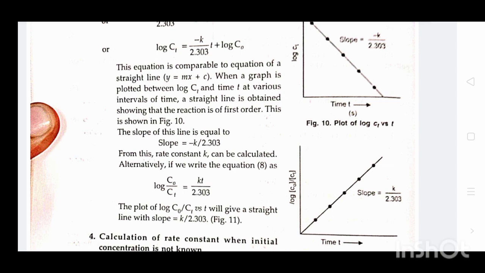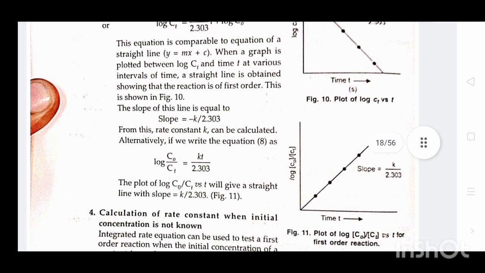From this, the rate constant k can be calculated. Alternatively, if we write equation 8 as log C naught divided by Ct equals kt divided by 2.303, the plot of log C naught divided by Ct versus t will give a straight line with slope k divided by 2.303, as in figure 11.